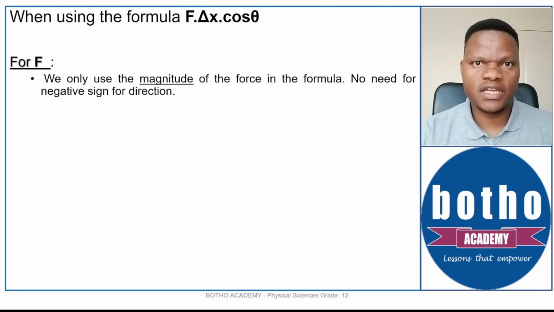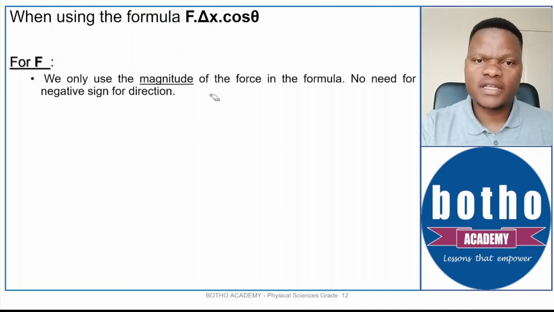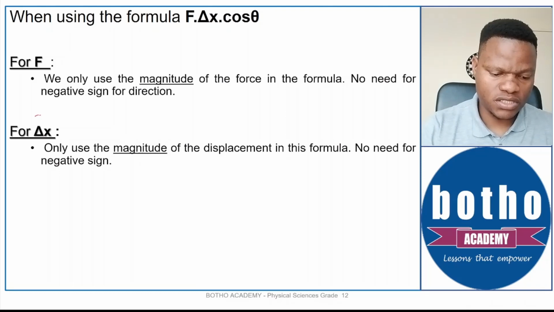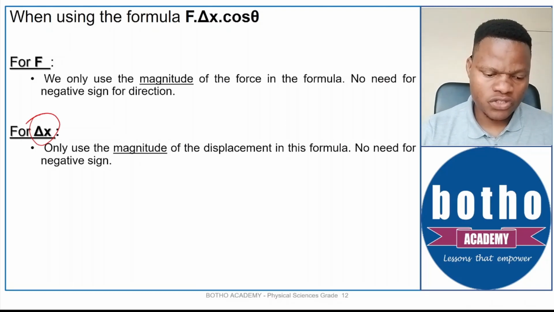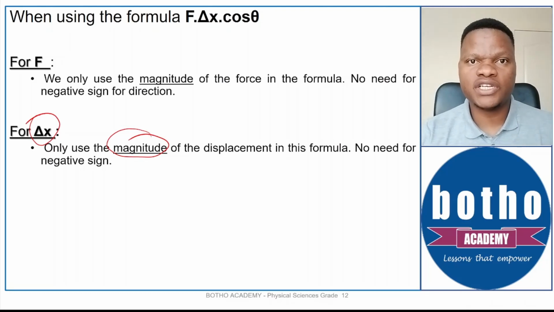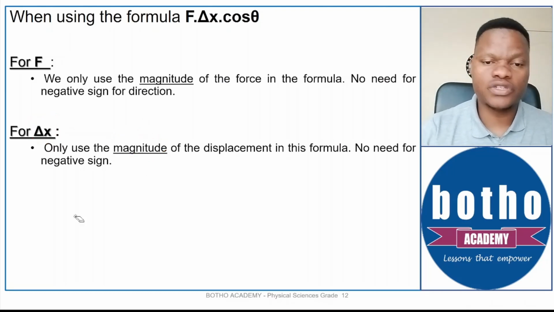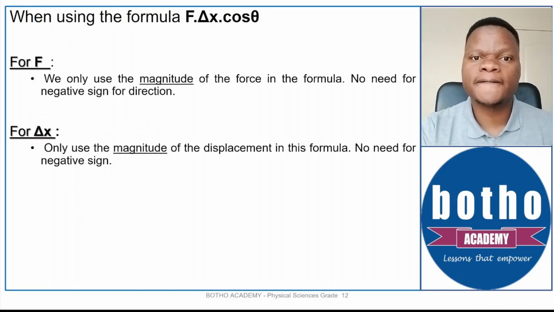So there will be no negative substitutions in the formula for work done. W is equal to F delta X cos theta. There is no substitution of a negative value there, because we are only considering the magnitude of the force. The same thing is applicable to the displacement, which is the distance that would have been traveled by the object after the force has acted on it. So you only consider the magnitude of the displacement, again, regardless of where the object has moved to, whether to the right or to the left. The value that you substitute in the formula there must be only the magnitude, and again there will be no need for a negative sign, right?